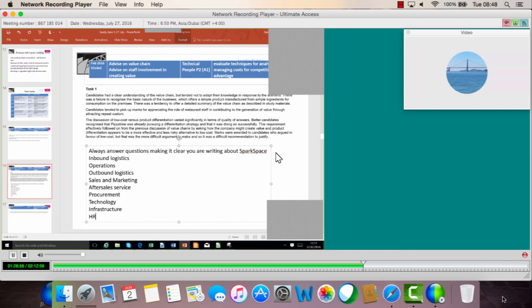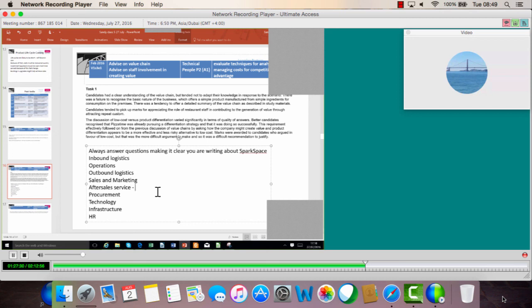Candidates tend to pick up marks for appreciating the role of restaurant staff in contributing to the generation of value through attracting repeat custom. So I would say that the sales and marketing and the after sales service, well, these are very expensive purchases, particularly the HPC ones. I was identifying on average that we were making a surplus of 3.5 million. So it's a huge amount of money. So the after sales service is probably what would clinch the deal.